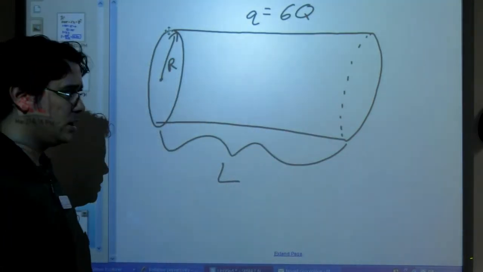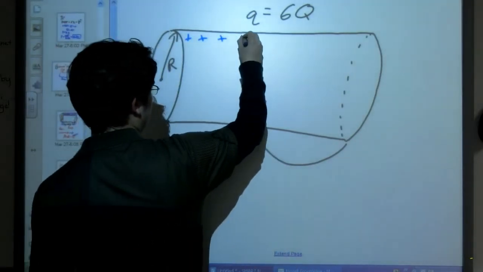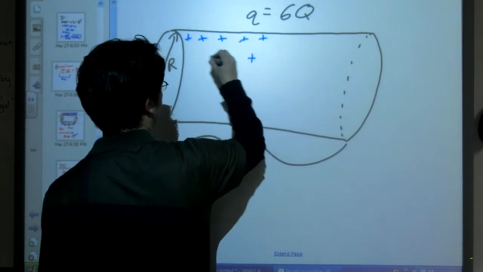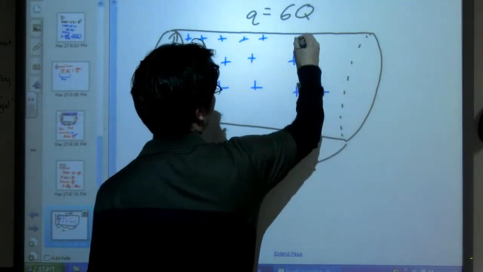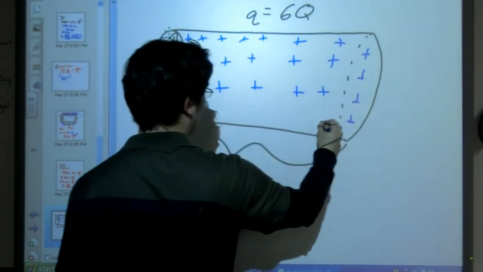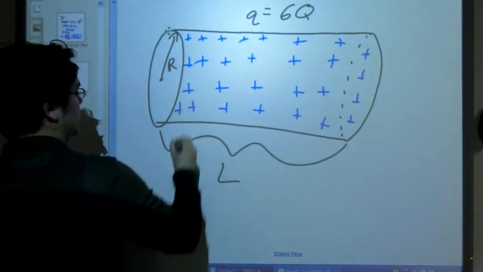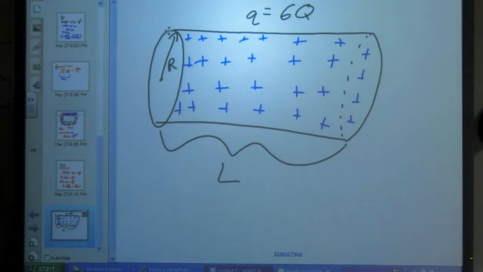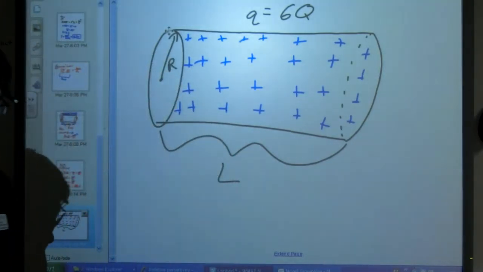Except this time, our charge is uniformly distributed. That's going to take me forever to draw that out. So imagine that we've got pluses evenly distributed all around here. And for that matter, because I don't tell you anything about it, the Q could also be negative. It would just be negative uniformly distributed as opposed to the positive. Okay? The big difference now is, well, there are two big differences.